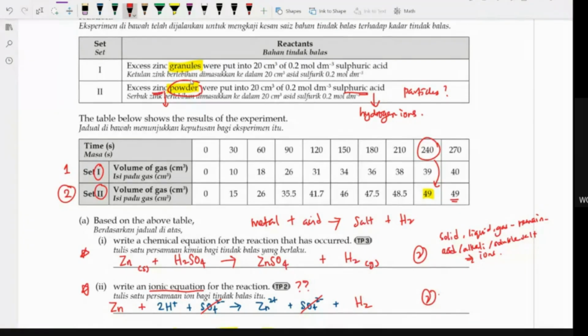Zinc atoms, very good. Okay, zinc atoms. So, class, we use the one we discussed just now. There are how many points? 4 points, right? So we try to answer this question. You just follow the 4 points stated there.